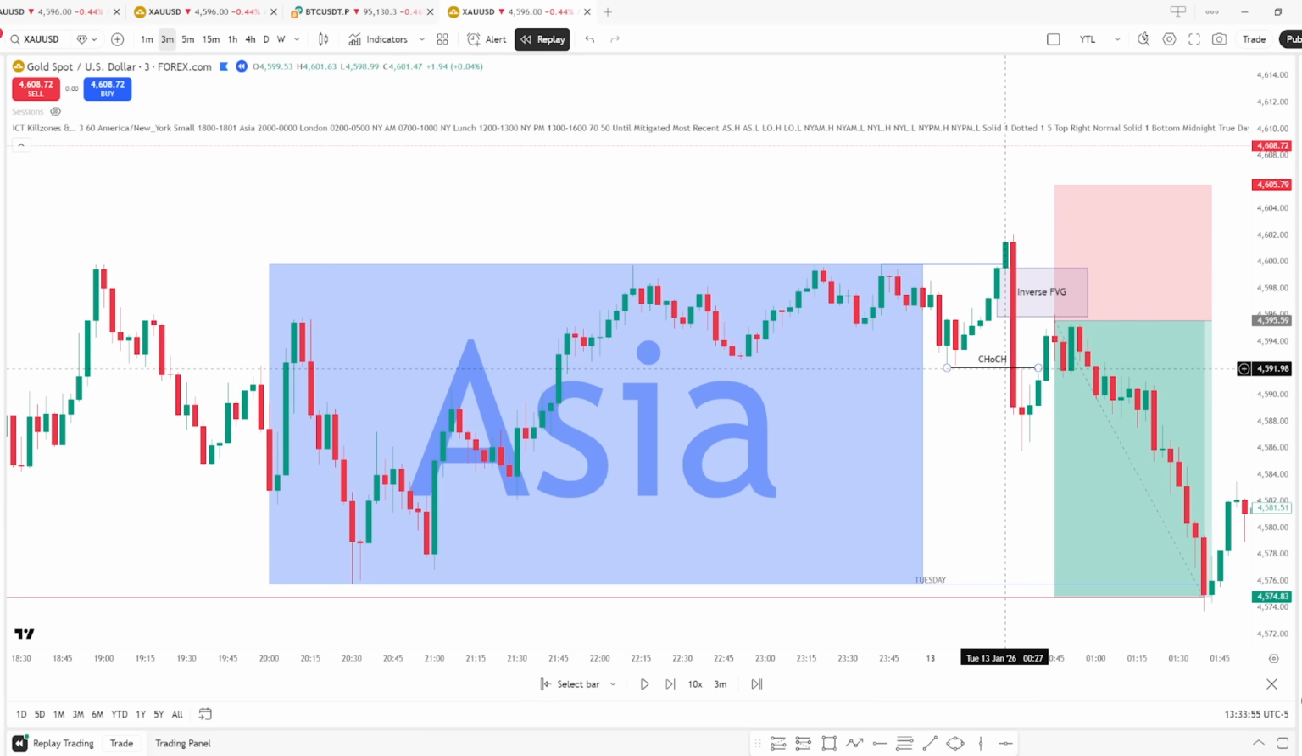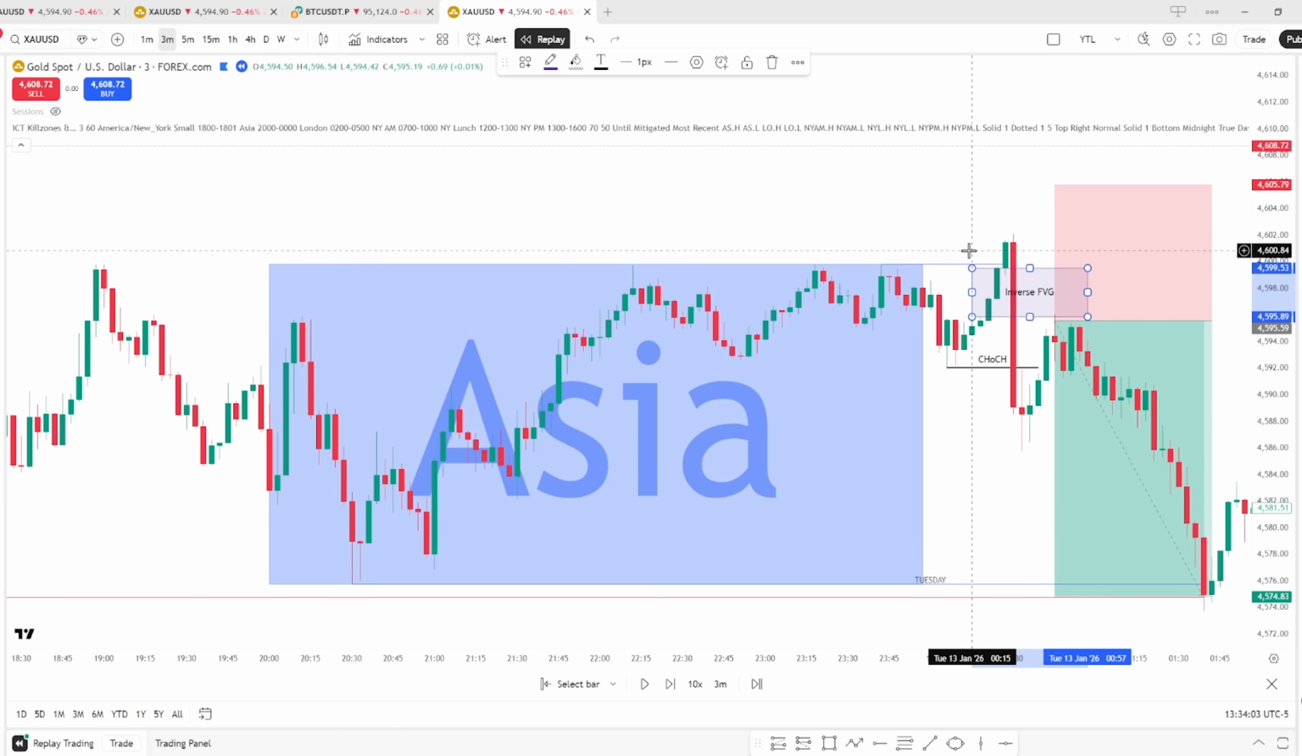creating a change of character on the 5, 3, and 1 minute time frames. Once we saw the change of character form with the body candle close, we spotted that there was an added confluence that helped push price lower. And this is where we have the inverse fair value gap. This was marked out on the 3 minute time frame.